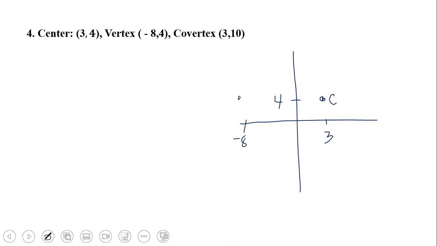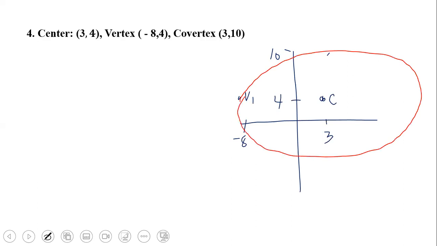Next, number 4. We also have the following series of points. So let's locate them on the Cartesian plane. You have (3, 4). This is the center. The vertex is (negative 8, 4). Here is vertex 1. Then our co-vertex is (3, 10). Here is 10. So we know that the orientation of this ellipse is an example of horizontal.